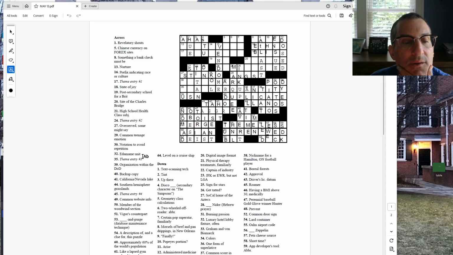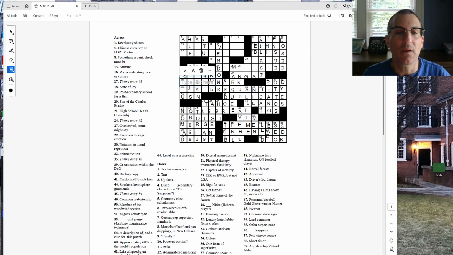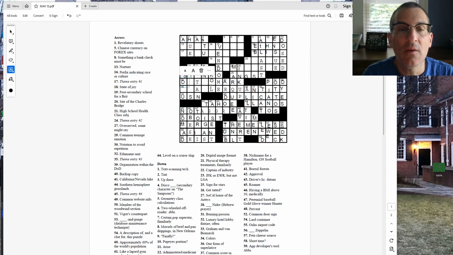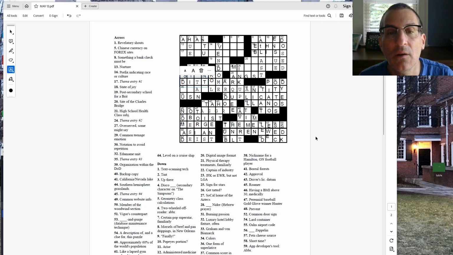Something. 30 is notation to avoid ditto mark. Fine. And it is San Diego State, apparently. Ditto. Ditto mark. And DNT on earth could that be? And then 21. Physical therapy treatments. Maybe it's not STD.